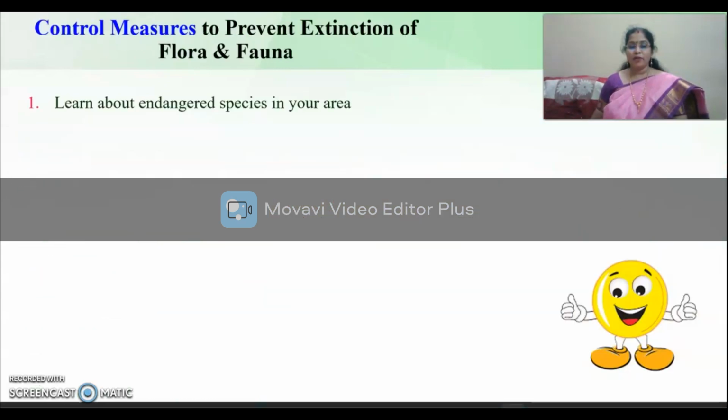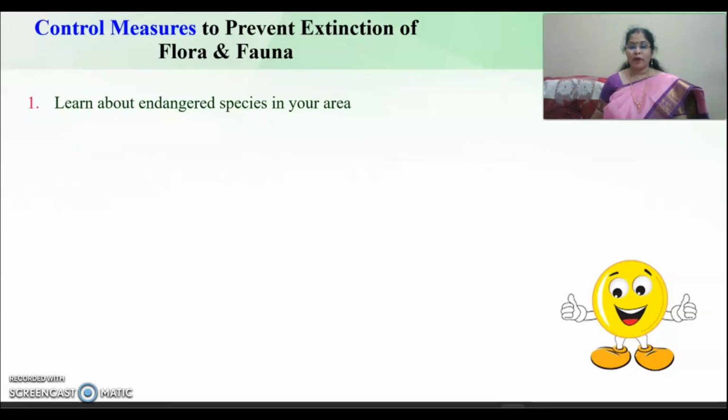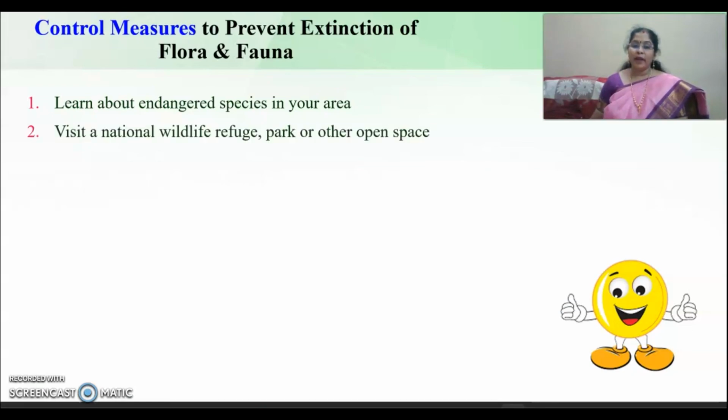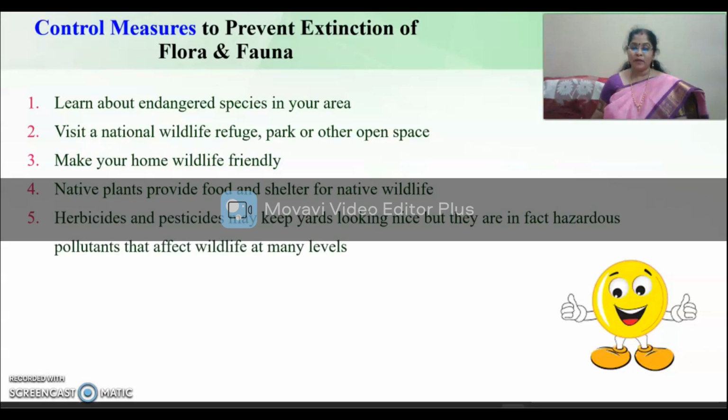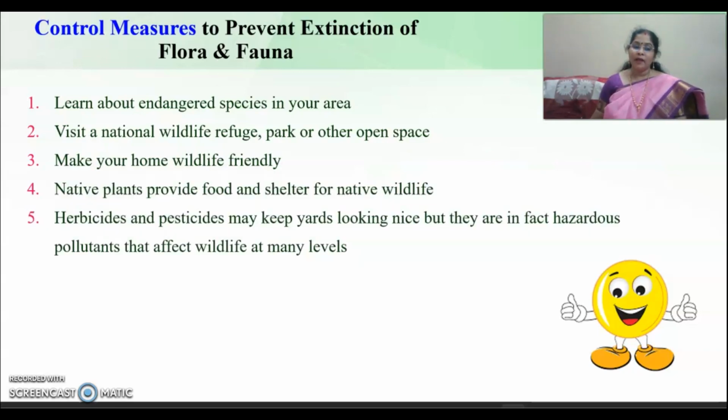What are the control measures for extinction of flora and fauna? Learn about the endangered species in your area. Visit a national wildlife refuge, park, or other open space. Make your home wildlife friendly by giving some sort of donation to the wildlife. Native plants provide food and shelter for native wildlife.